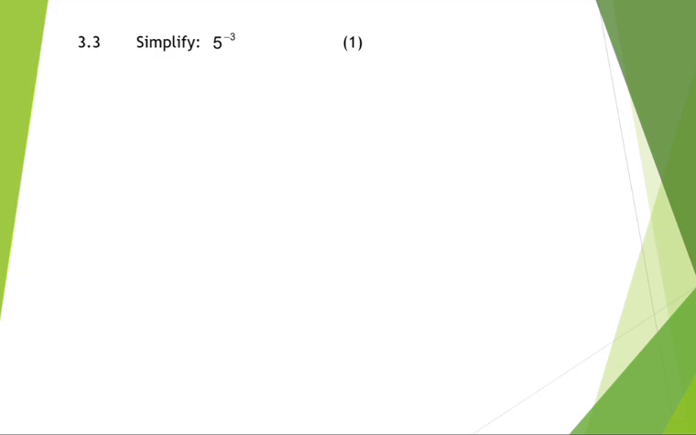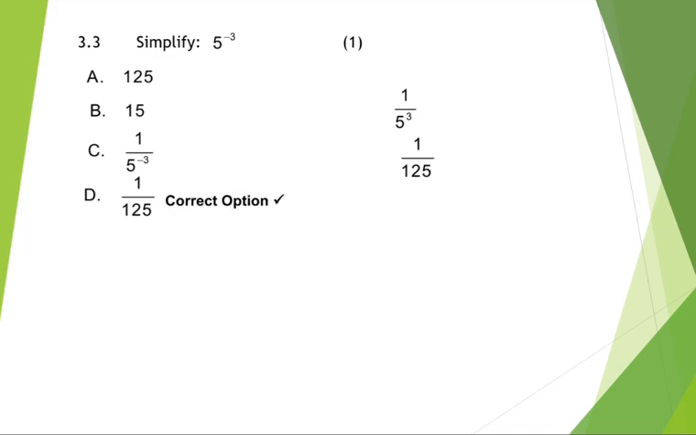Alright, simplify 5 to the power negative 2. Let's solve it: make the negative power positive. It's going to be 1 over 5 to the power 2. Then simplify, 1 over 25. So the correct option is D.